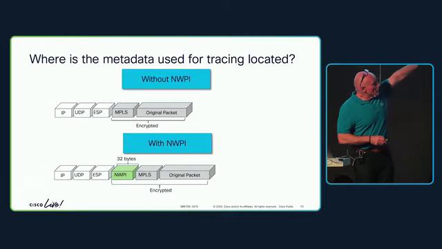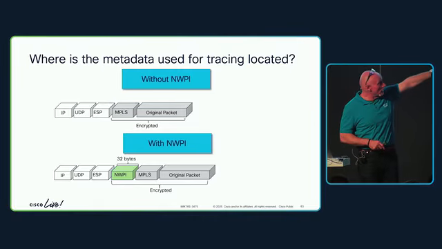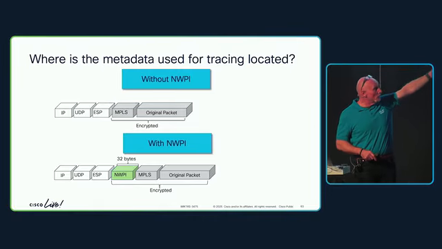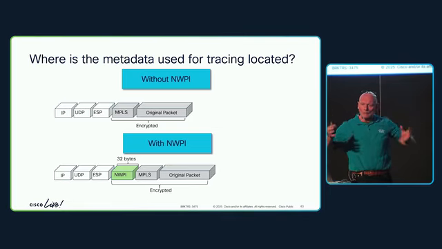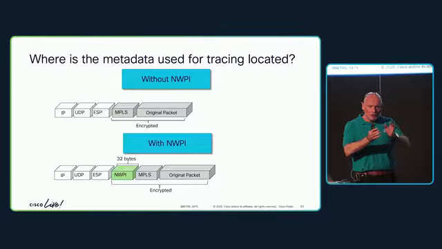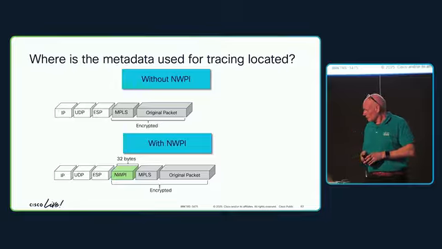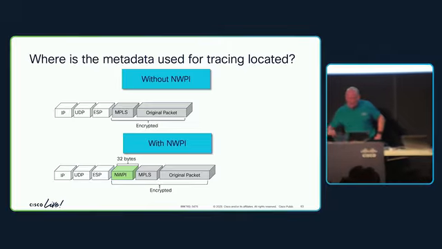So to summarize, the packet without NWPI in the case of SD-WAN looks like this: IP, UDP, ESP, MPLS, and then the original packet, all of which gets encrypted. When we turn on NWPI, we just insert that 32-byte header that has all the information that we need. So let's do a demo.